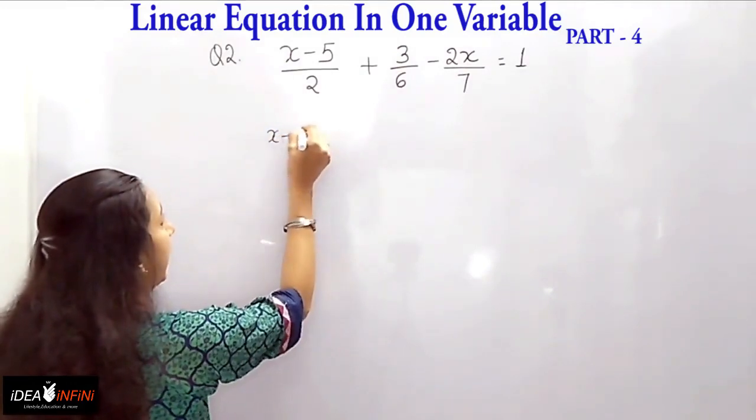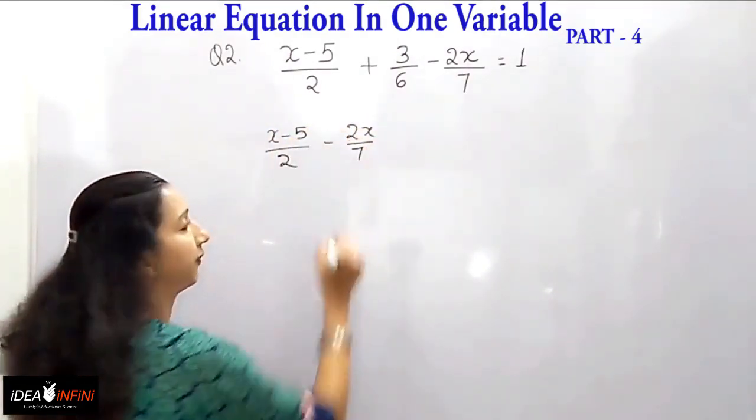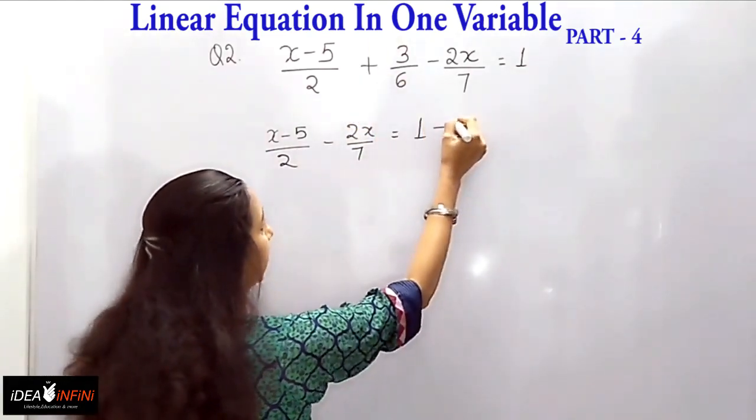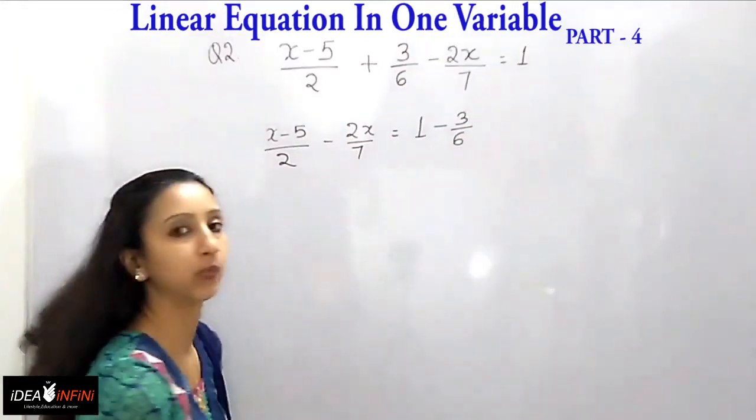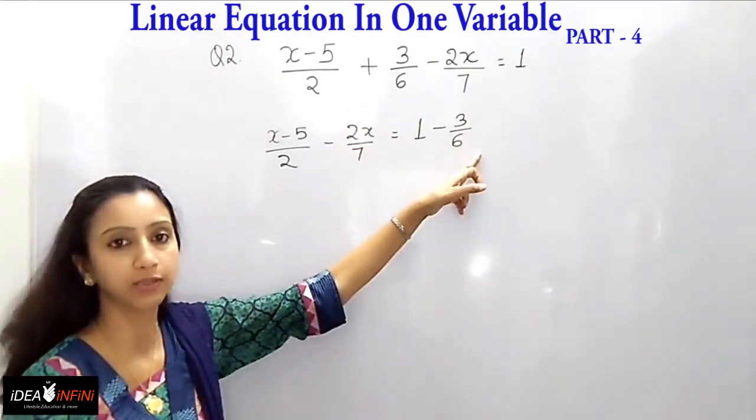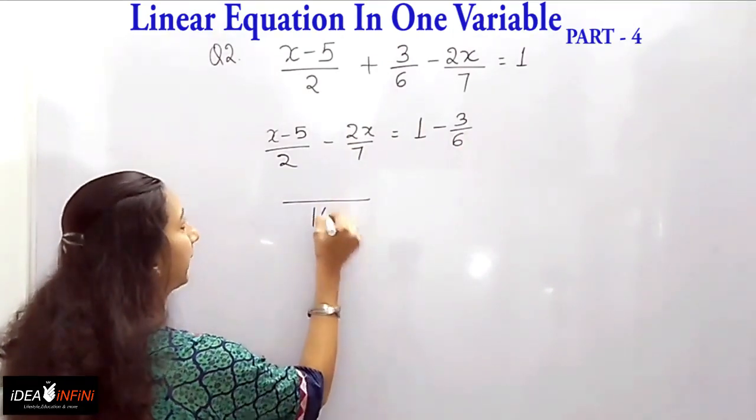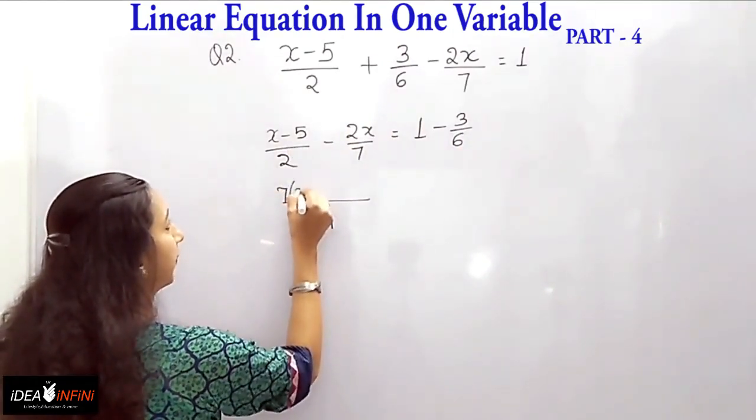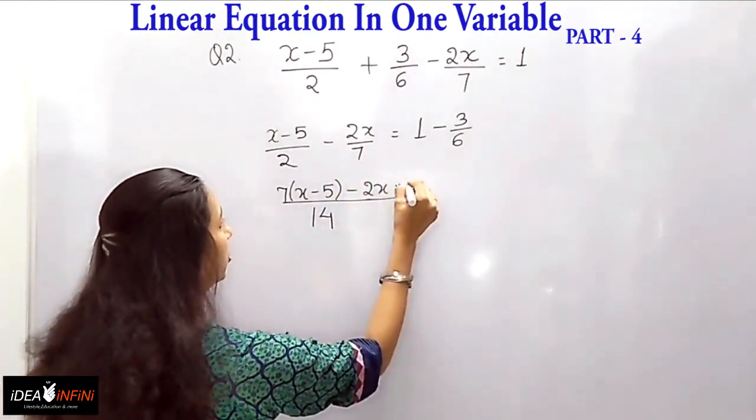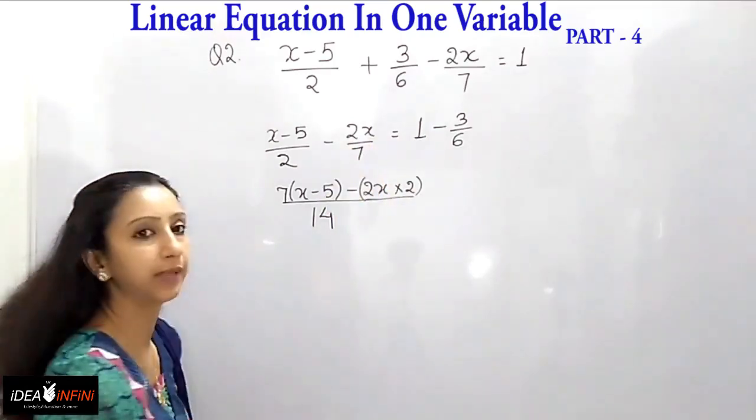So x - 5/2 - 2x/7 on the left hand side of the equal to, and on the right hand side I have 1 - 3/6, or I could have written it as 1/2. Minus, because it was positive here, when going on the other side of the equal to it becomes negative. And here the LCM will be 14. This quantity will be multiplied by 7, and this quantity will be multiplied by 2 because 14 divided by 7 is 2.